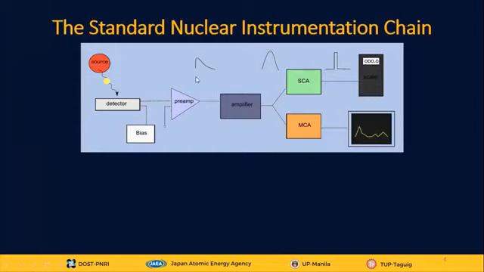Here, the preamp will give us a linear pulse. The amplifier gives us an amplified linear pulse, while the SCA will give us a logic pulse. We will discuss them one by one.